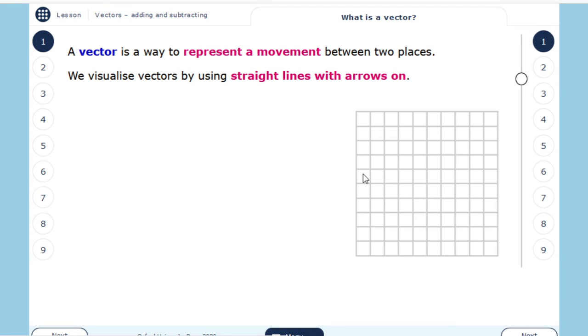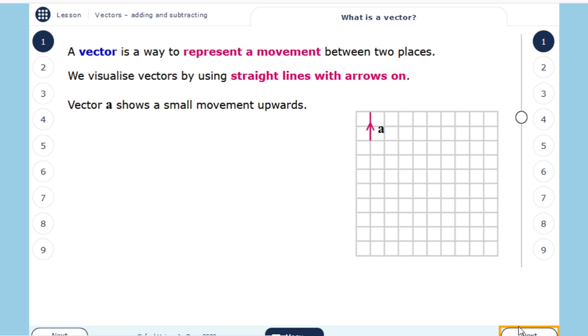Hello, this is Maths with Lemon, and in this topic we will see the basic characteristics of vectors. Now, what is a vector? A vector is a way to represent a movement between two places. We visualize vectors by using straight lines with arrows on.